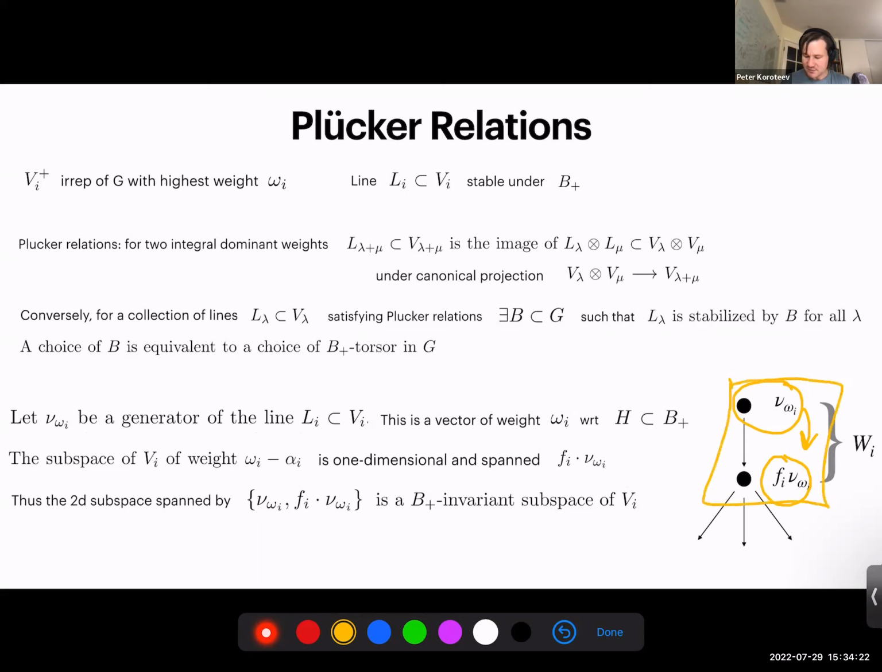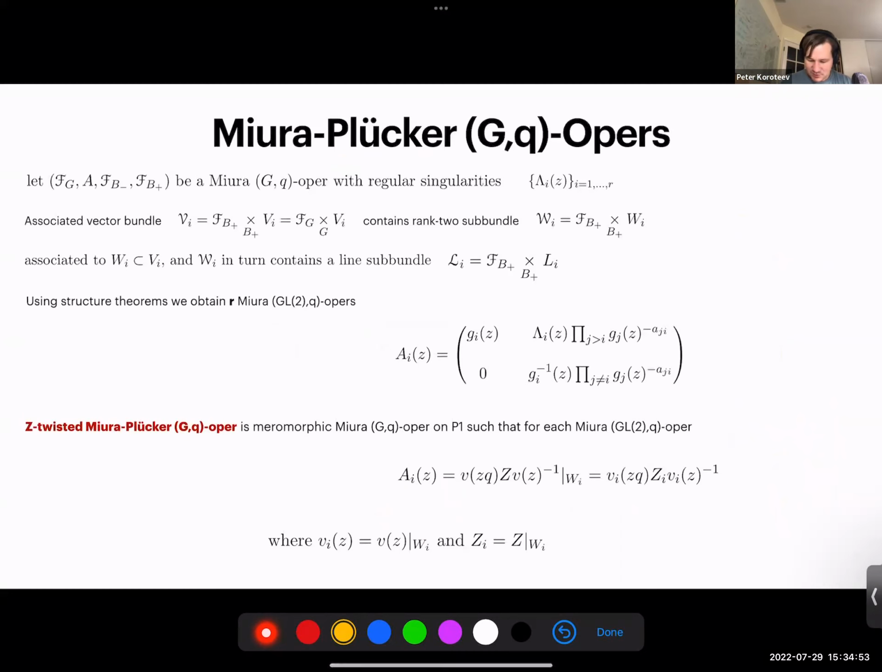These two vectors form a two-dimensional subspace, which by construction is invariant under B plus, the Borel subgroup. And you can construct an SL2 q-oper for this two-dimensional subspace, which we already know how to do. It's called the Miura-Plucker oper, because it's inspired by the Plücker embedding and Plücker relations in algebraic geometry. Each of these Plücker opers, one for every node in the Dynkin diagram, would correspond to a 2x2 matrix like this.